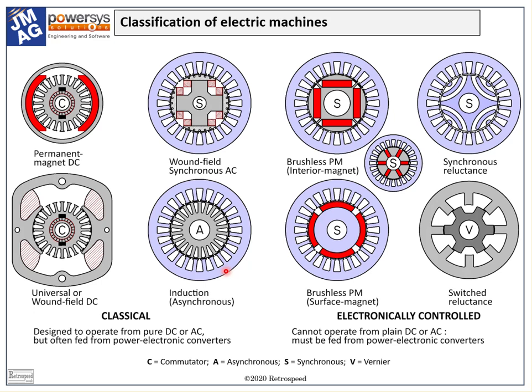Let's return to the overall picture. We can see most of the electric machines in common use, together with the two reluctance machines, which are relatively rare but interesting.